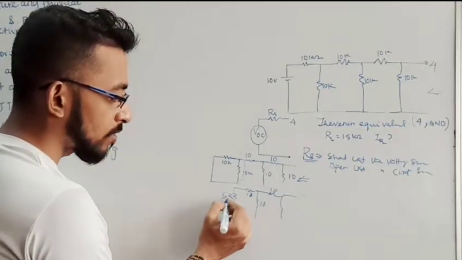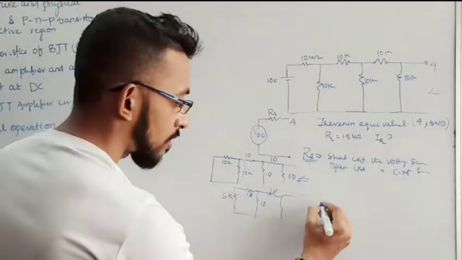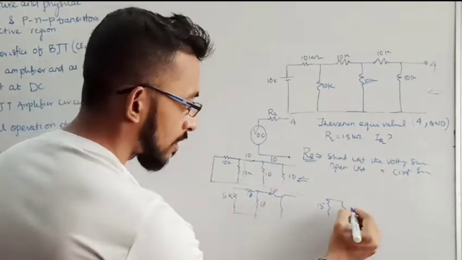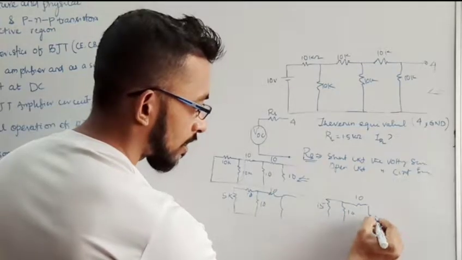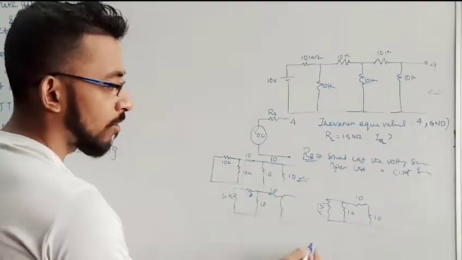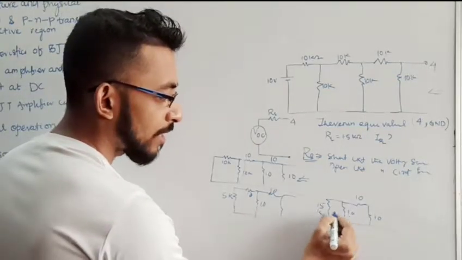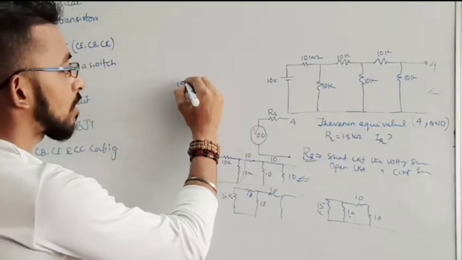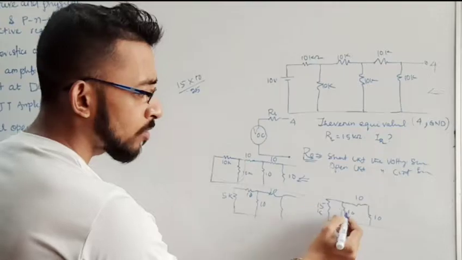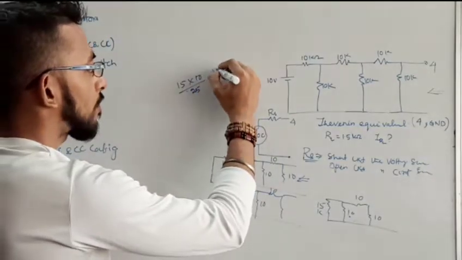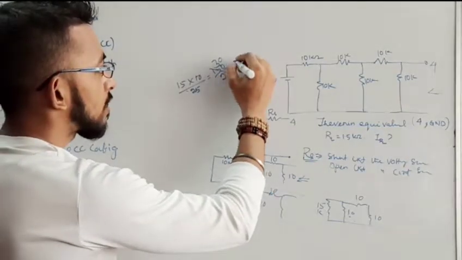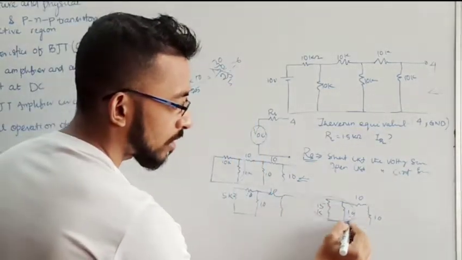Now this 10 and this 5 are in series connection, so it will become 15 kilo ohm, along with a parallel 10, and here is a 10, here is a 10. Now this 15 and this 10 are in parallel, so it is 15 into 10 upon 15 plus 10, which is 25. So it is 150 upon 25, which gives me a value of 6.